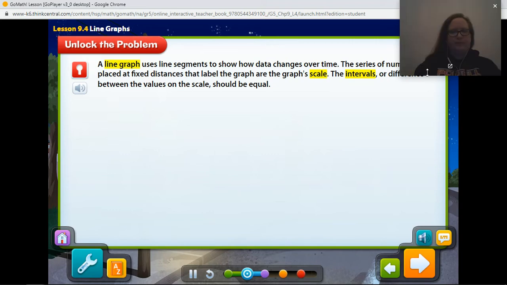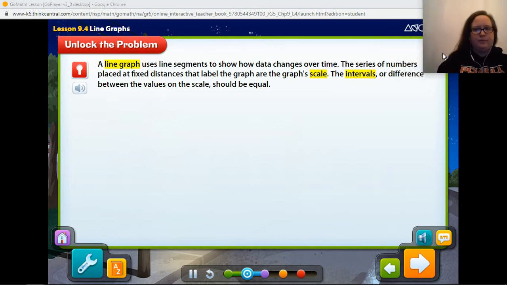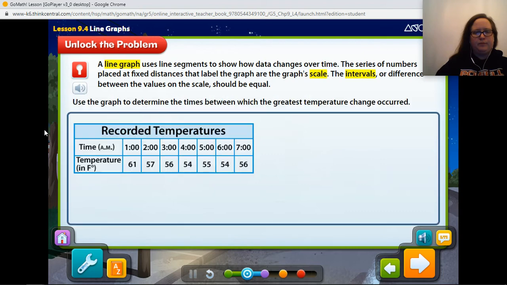Let's learn how to use a line graph to display and analyze real-world data. A line graph uses line segments to show how data changes over time. The series of numbers placed at fixed distances that label the graph are the graph's scale. The intervals, or difference between the values on the scale, should be equal.